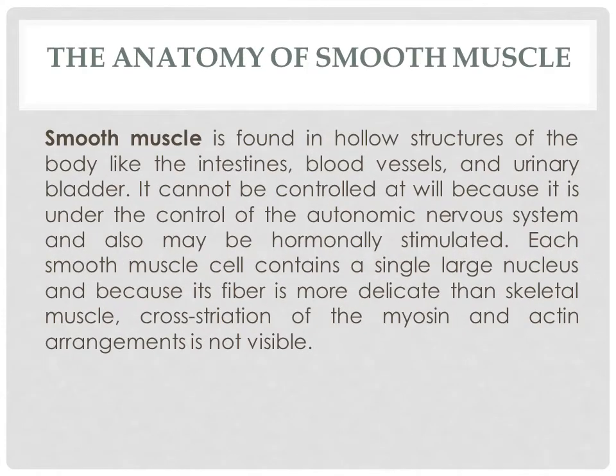Smooth muscle is found in hollow structures of the body like the intestines, blood vessels, and urinary bladder. It cannot be controlled at will because it is under the control of the autonomic nervous system and also may be hormonally stimulated. Each smooth muscle cell contains a single large nucleus and because its fiber is more delicate than skeletal muscle, cross-striation of the myosin and actin arrangements is not visible.